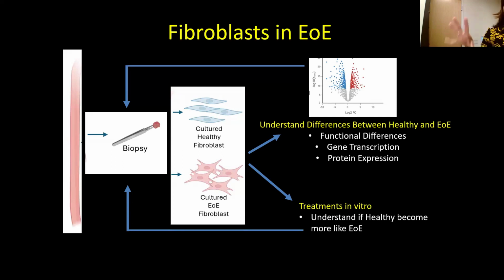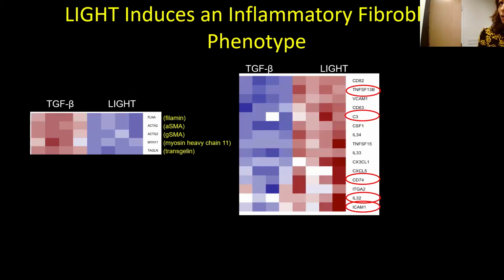If it's a patient, of course, we take a biopsy, and we disperse the biopsy to create cultured healthy or EOE fibroblasts. And then we use them in the culture dish to look at functional differences, differences in gene expression, like with volcano plots, and differences in protein expression. And then we treat, especially healthy cells, in vitro, and ask, depending on the treatment that we give you, do you act more like an EOE fibroblast? Do you become pathogenic? And so that's the model that we use for isolated cell culture.